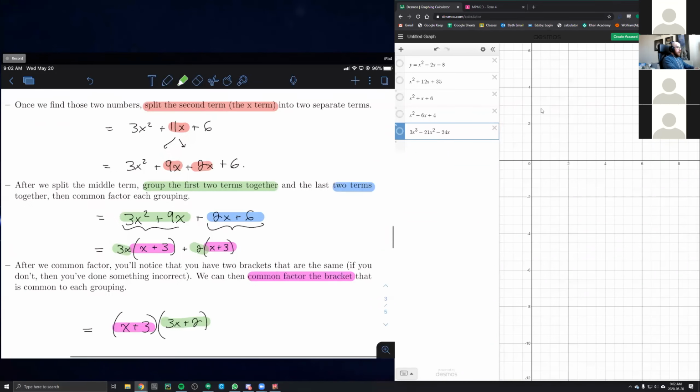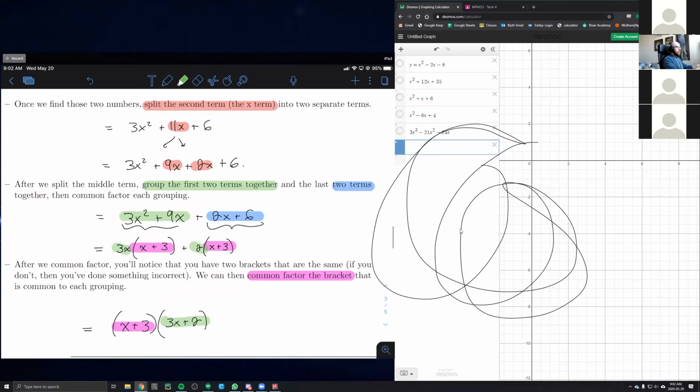Let's see if we're right. So, whoa. Can someone erase that? How did someone do this? Annotate, clear all drawings. Thank you.